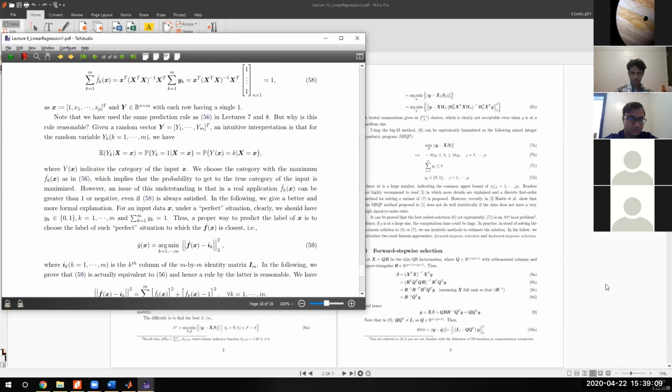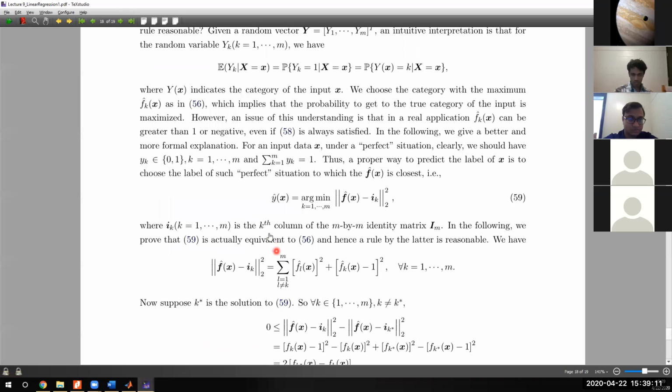That's here, okay. For all the L not equal to K, we're going to have F hat Lx itself, squared, because I have the square root here, right? And for the kth row, what do I have? The kth row, the Ik is going to be what? Going to be 1, right? So I'm going to have F hat Kx minus 1 squared. So this is the value for any K.